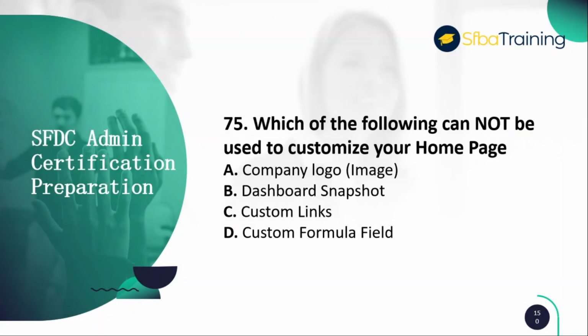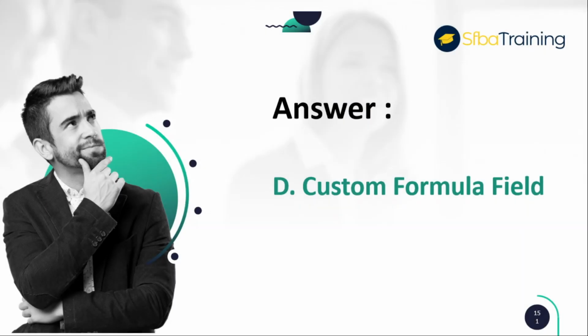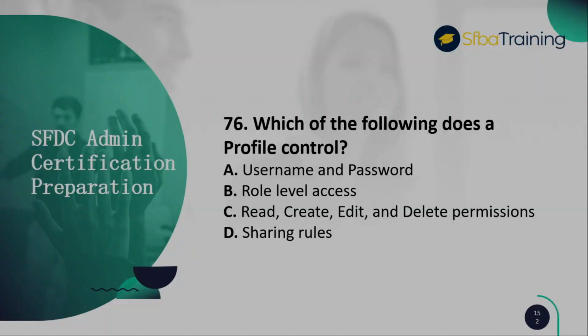Number 75. Which of the following can be used to customize your homepage? A, company logo, image. B, dashboard snapshot. C, custom links. D, custom formula field. The answer is D, custom formula field.